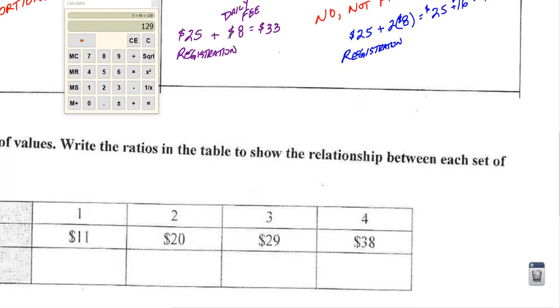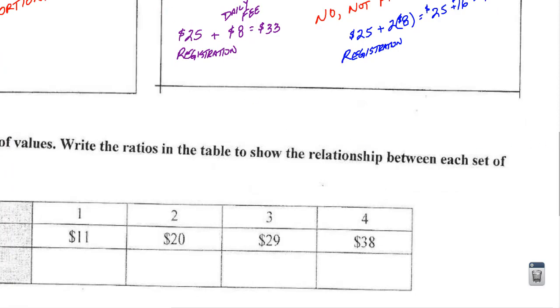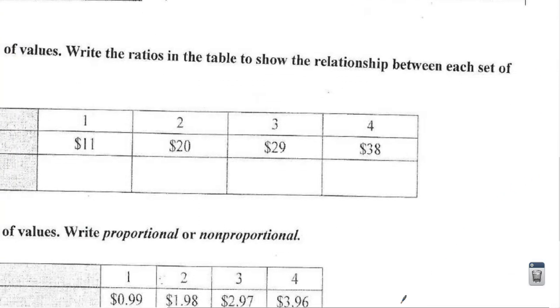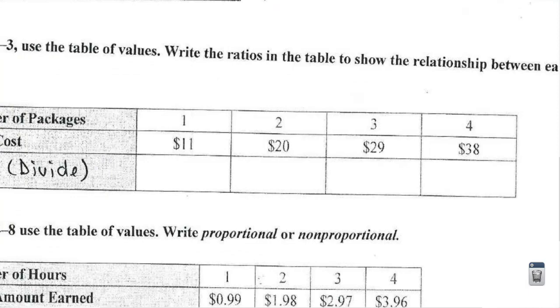Last 2 problems, and I don't think we'll need our calculator on this one. Well, we might in a minute, but we'll put it away temporarily. Write the ratios in the table to show what's going on. So here's the first ratio, $11 for 1 package. Here's the next ratio, $20 for 2 packages. That simplifies to $10 for 1 package. We can already see this is not proportional. The next one, $29 for 3 packages.